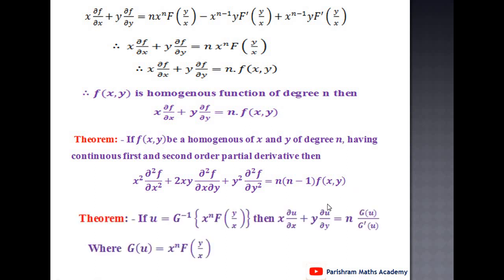One more theorem. If u equal to g inverse of x raised to n into capital F of y upon x, then x into ∂u/∂x plus y into ∂u/∂y equal to n into g of u upon g dash of u, where g of u equal to x raised to n into f of y upon x. Then we can take examples on these three theorems.